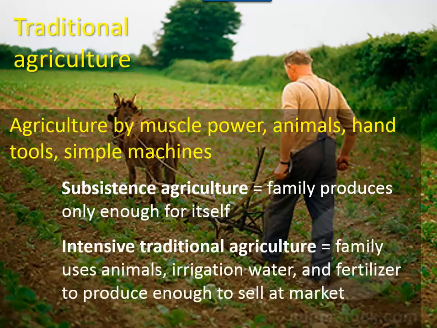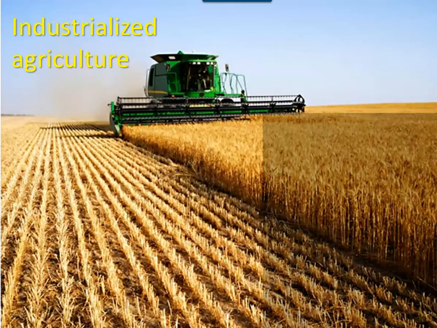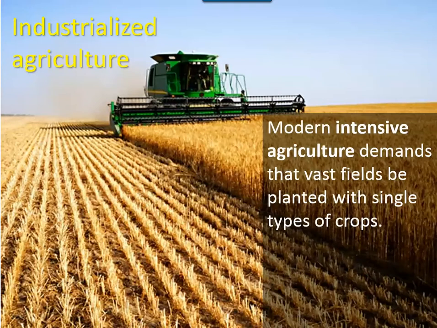Intensive traditional agriculture is where the family uses animals, irrigation water, and fertilizer to produce enough to sell at market. So intensive traditional, we're going to contrast that with intensive industrial. Industrialized agriculture is modern intensive agriculture that demands that vast fields be planted with single types of crops. The big difference here is that we're using machinery, fossil fuel-based machinery, and so depending on what kind of crop it is that you're cultivating, you have to use a certain type of machine for that. So you really cannot easily combine different crops.